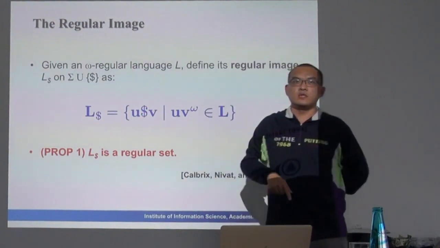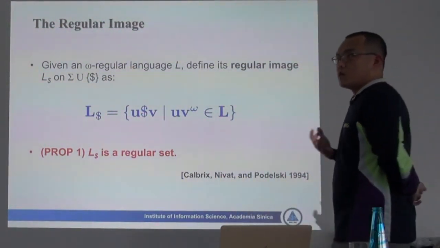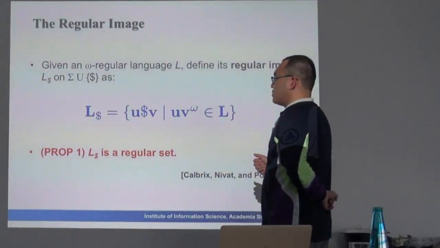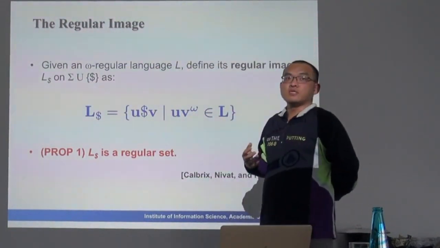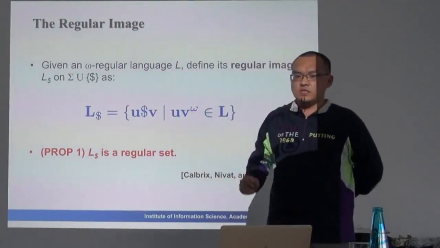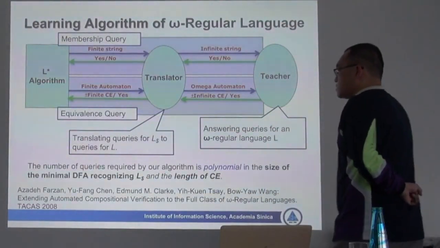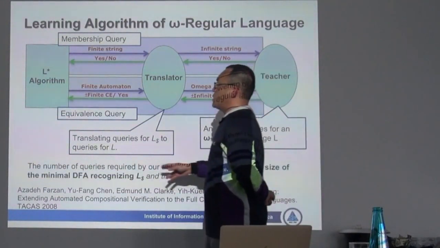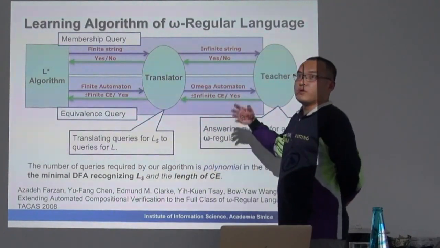So in this way, we developed the first learning algorithm for omega regular languages. And our intuition is very simple. If this set is regular, why not use L star to learn this set? This is what we did in 2008. What we are doing is very simple. We use L star to learn the so-called regular image of the omega regular language.